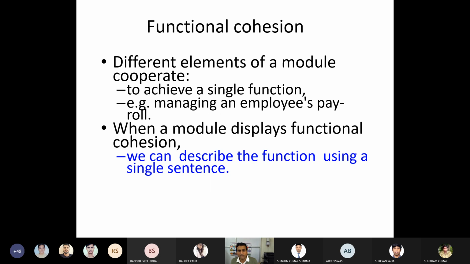Now the last one is functional cohesion. So here you can think of something like this: different elements of a module cooperate to achieve a single function. Functional cohesion depicts that you have a certain number of functions, and these functions cooperate among themselves so as to execute a particular behavior or a particular function. When you see this sort of thing, we can say it's functional cohesion.